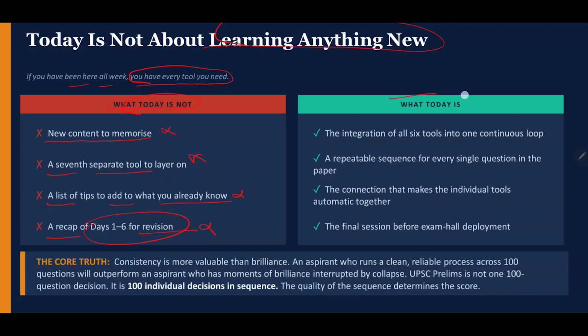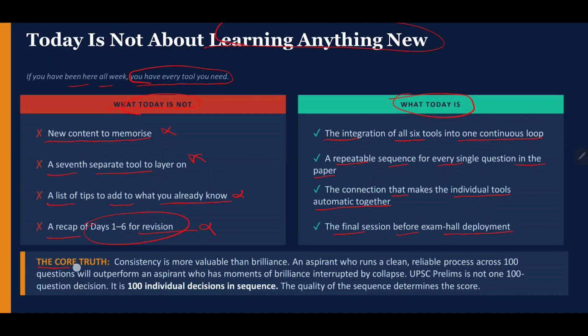What actually is it? The integration of all 6 tools into one continuous loop. A repeatable sequence for every question in the paper. The connection that makes the individual tools automatic together. The final session before exam hall deployment.